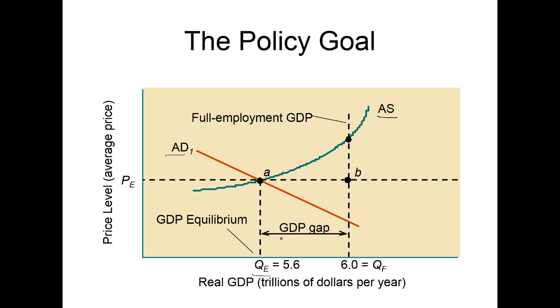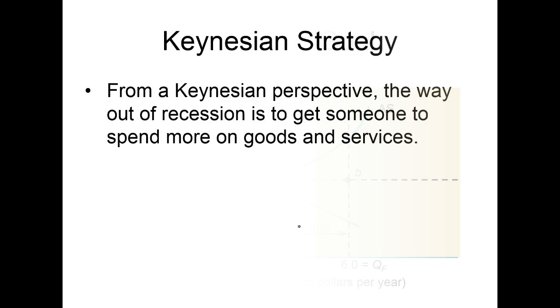We need to get the equilibrium level of output up to QF. So one of these two curves, either the AS or the AD, has got to shift over to the right. And we're going to be focusing on this one, aggregate demand, shifting that over to the right. Now, some people would think, do we shift it over by the amount of this GDP gap? Well, let's see.